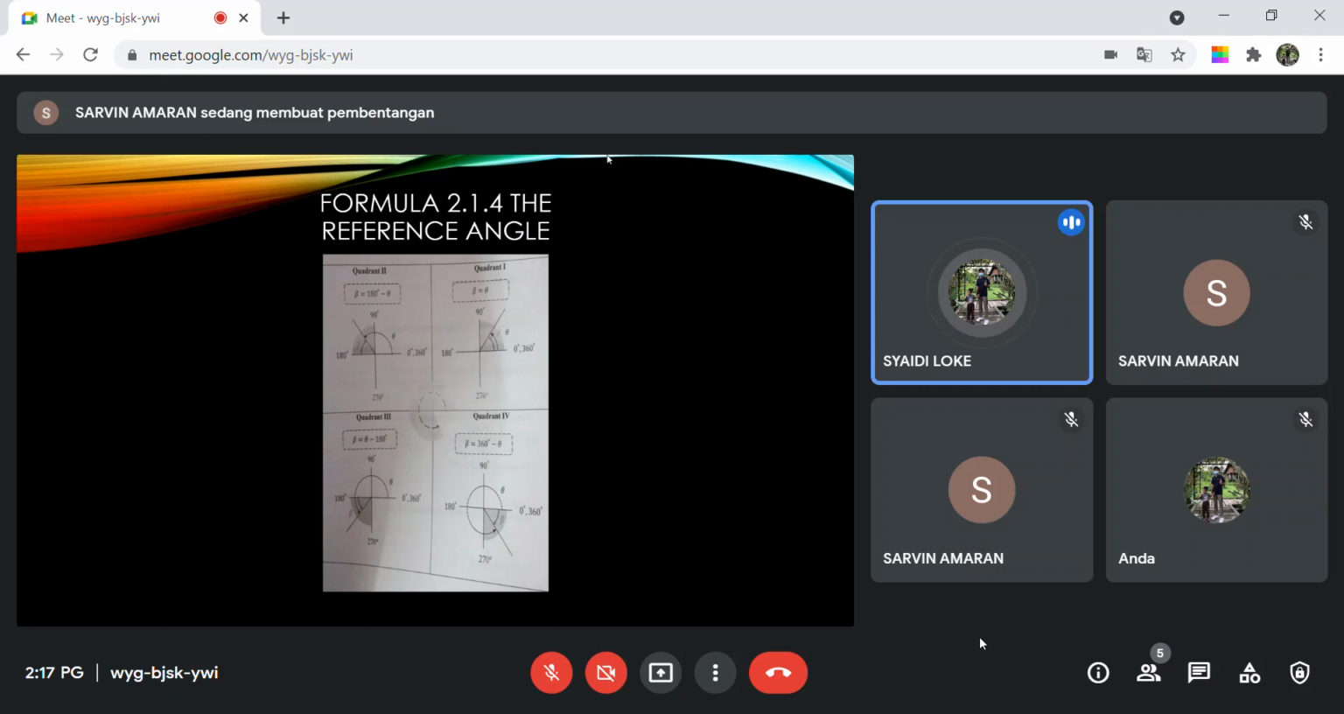Quadrant 3, reference angle equals theta minus 180 degree. Quadrant 4, reference angle equals 360 degree minus theta.